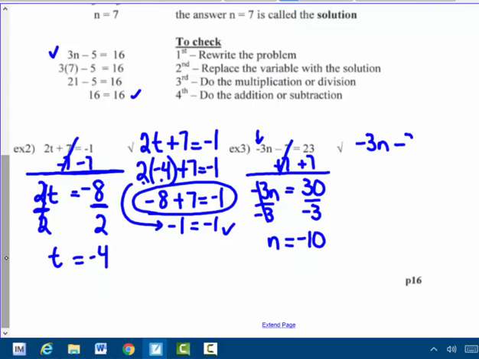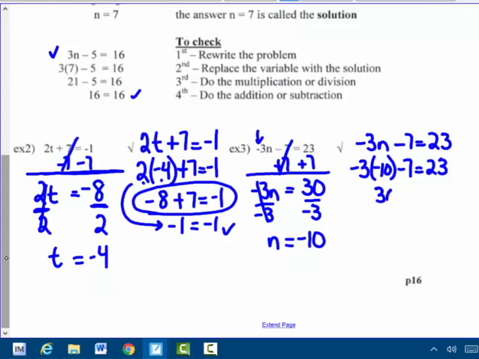-3n minus 7 equals 23. Got to make sure we didn't make an integer mistake. -3 times -10 minus 7 equals 23. Now again, I could do this in my head. -3 times -10, that's positive 30. Positive 30 take away 7, hey, that's 23.